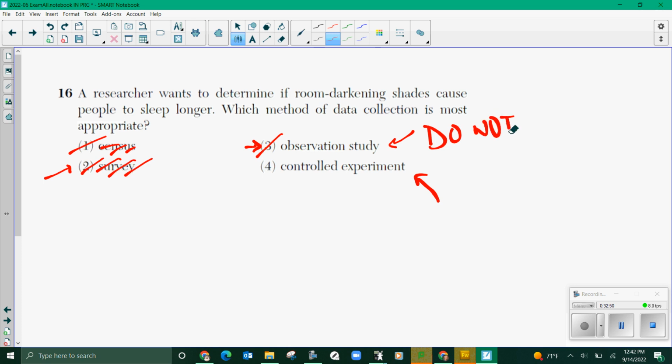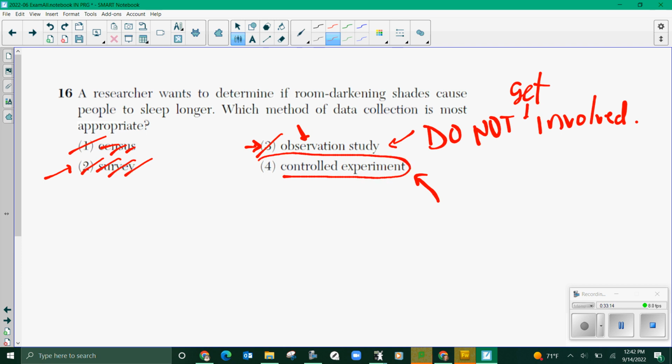Do not do anything to get involved. Do not get involved. Which means, what if I view 30 people and none of them use room darkening shades? How's that going to help me? If I do watch people sleep, I want to control the experiment.